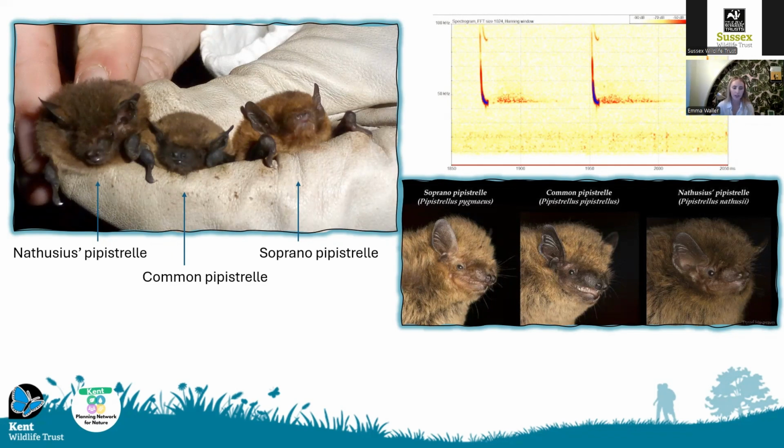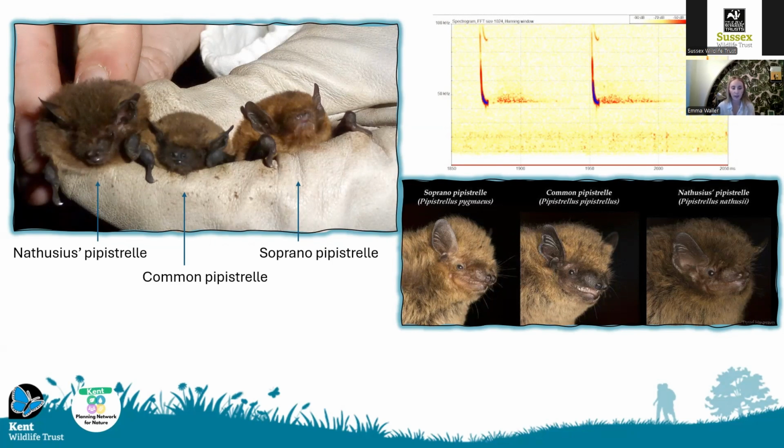So both species typically emerge from their roosts around 20 minutes after sunset and can often be found foraging in gardens. In terms of roost sites, they're often found roosting under hanging tiles, roof tiles, barge boards, gable soffits, as well as cracks in trees and under lifted bark.